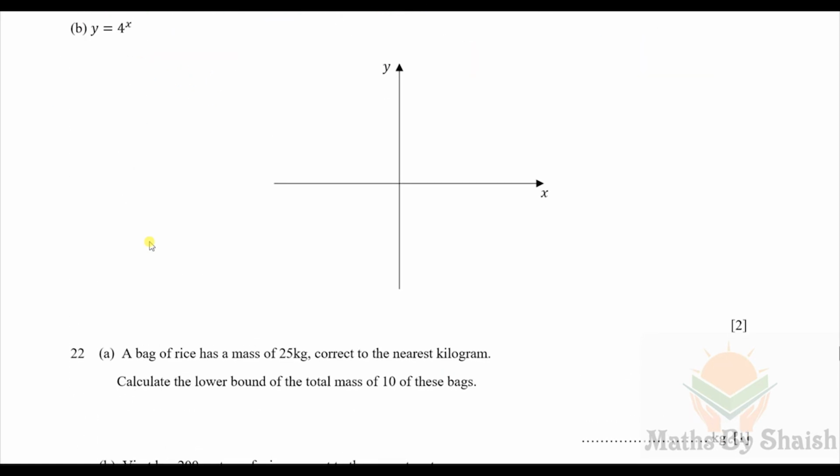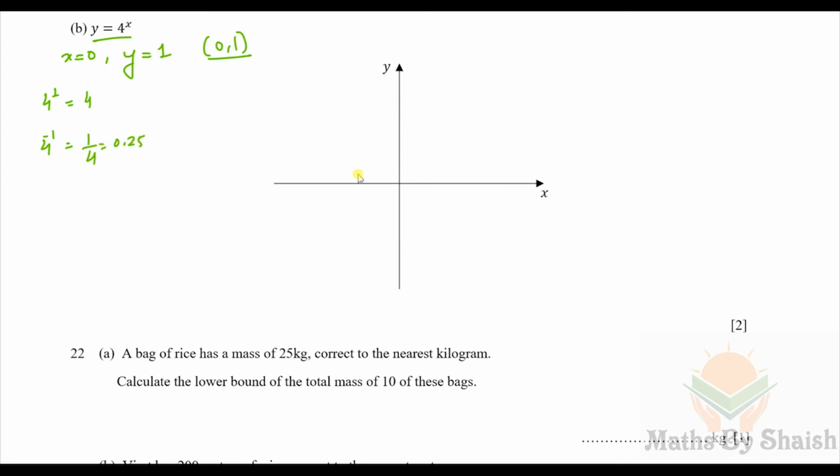Second is y equals 4 to the power x. It's an exponential graph. We'll find some points. When x equals 0 on the y-axis, y becomes 4 to the power 0, that is 1. So one point we got is (0, 1). Another: when x is 1, y is 4, but 4 to the power minus 1 would be 1 upon 4, meaning 0.25.